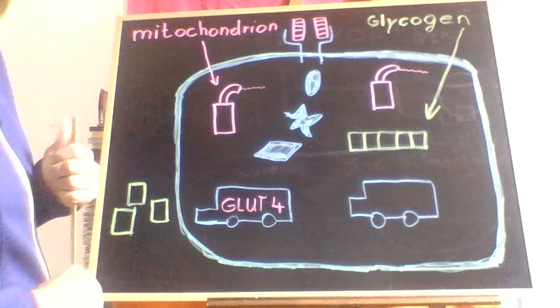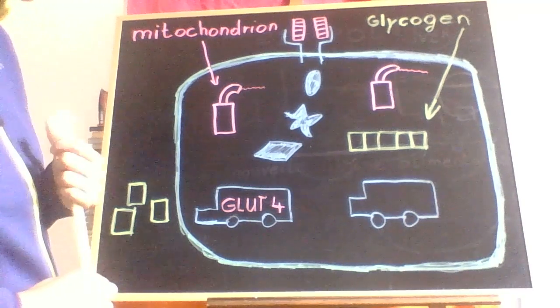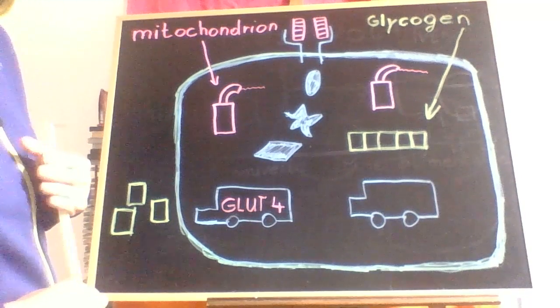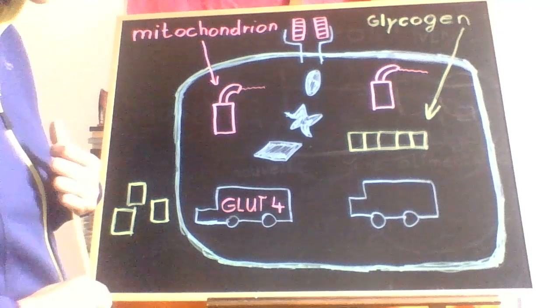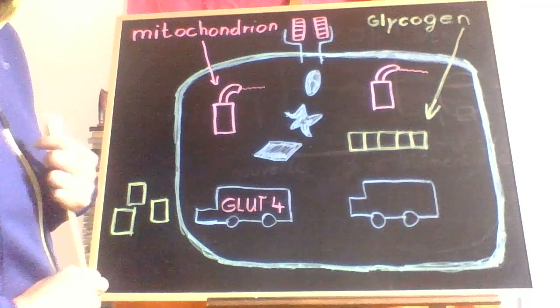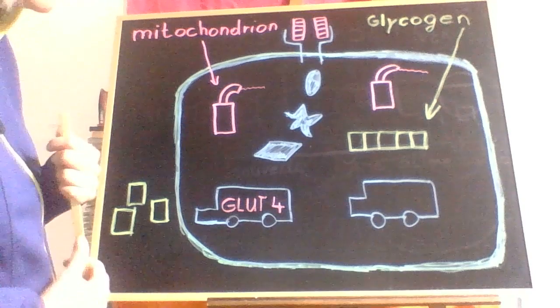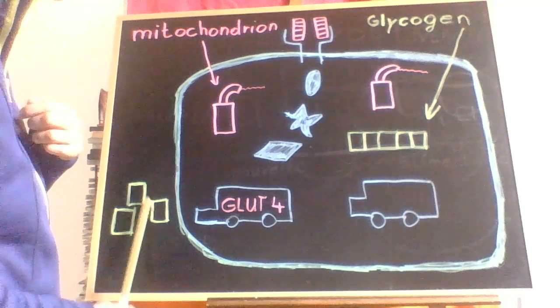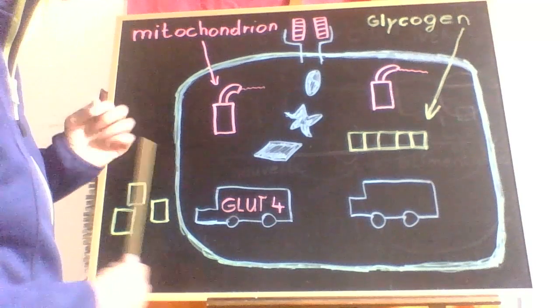So that's it. This is how normally sugar gets inside the cell. And in the next part, we will have a look at what happens with type 2 diabetes, those who have insulin resistance. What does it mean, insulin resistance, and why the sugar will stay outside of the cell, why it cannot enter the cell.